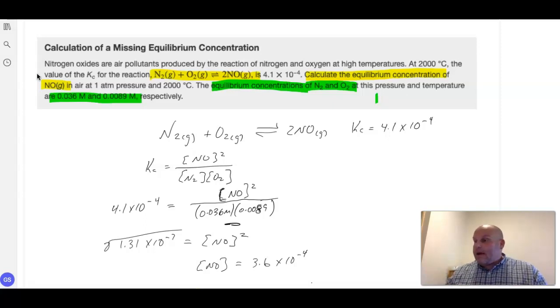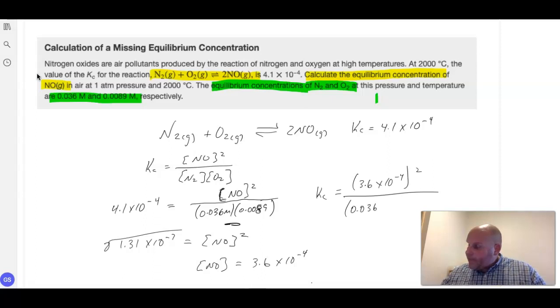It's always possible, we can always check ourselves here. We can always set this back up and make sure that when I plug in all my values here and solve for K, we do in fact get the equilibrium constant that we were given in the problem. So you can always check your work at the end as well to make sure that things worked out correctly.